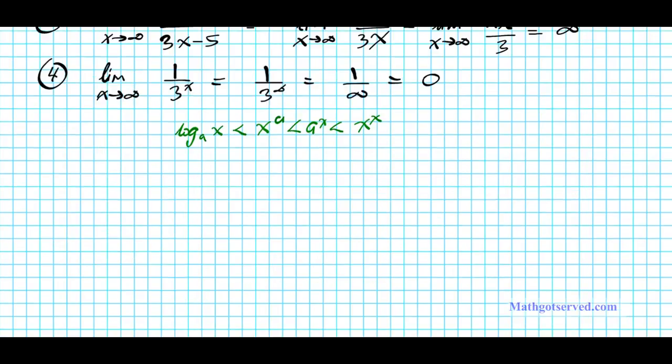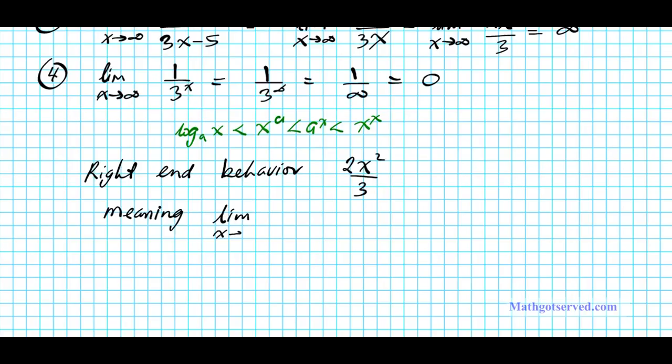Okay, so the right end behavior is basically 2x squared over 3. Okay, so what does this mean? The meaning is that the limit as x approaches infinity of the function divided by 2x squared over 3 is going to be equal to 1 because they're the same growth rate. Okay, now let's go ahead and look at the left end behavior.